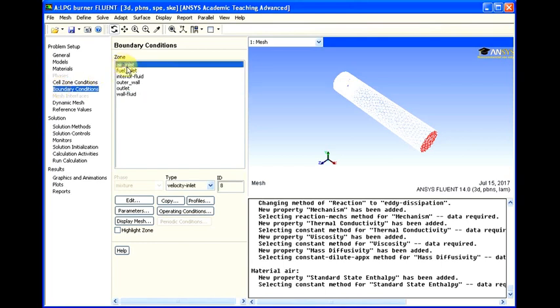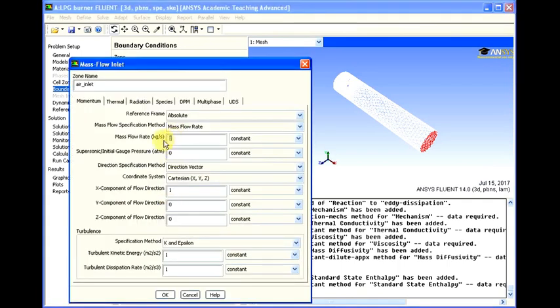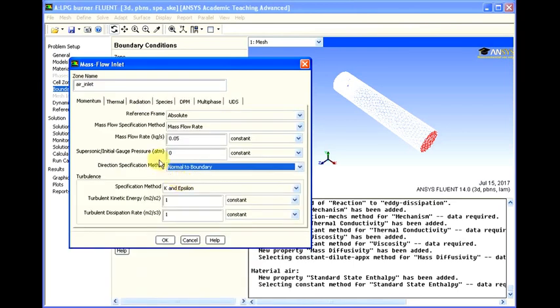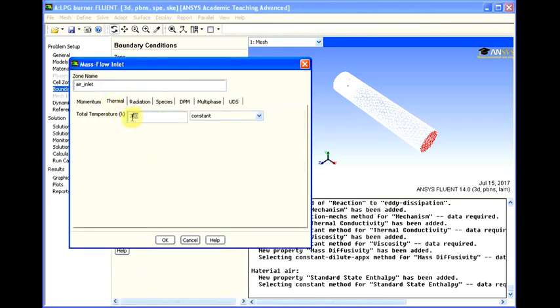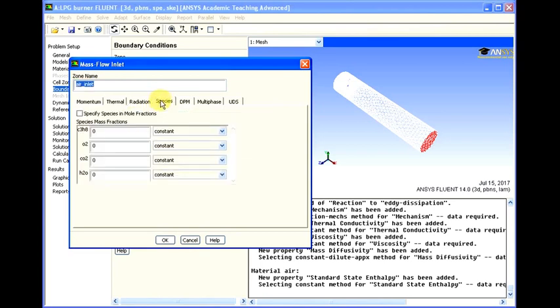For the boundary condition, the air-fuel inlet default is velocity inlet. We'll change it to mass flow inlet, and we choose the flow rate to be around 0.05 kilogram per second, with atmospheric pressure, normal to boundaries. Temperature usually elevates a little bit after the blower, 350 kelvin. Then species: it is air, so it is in mass, not mole, so 23% oxygen.